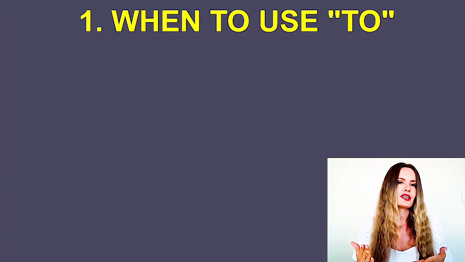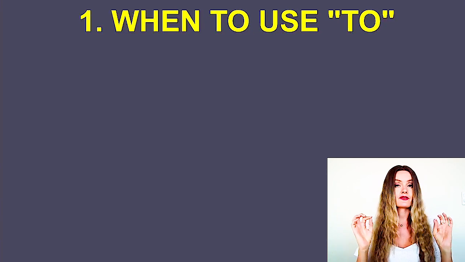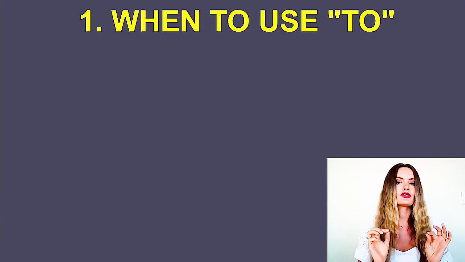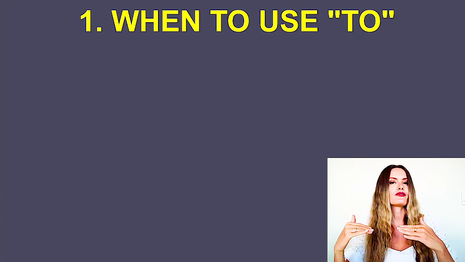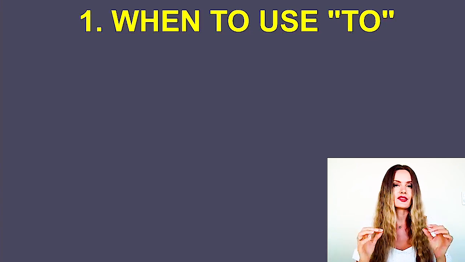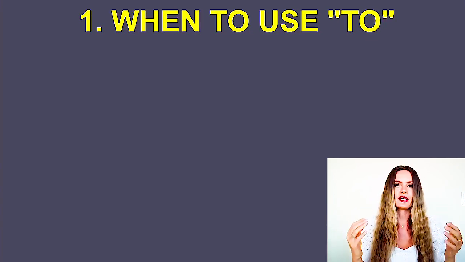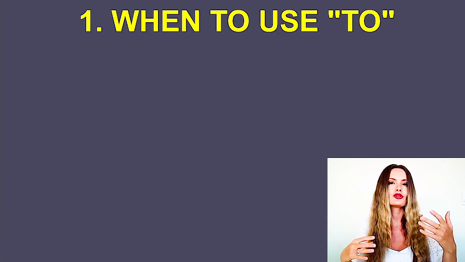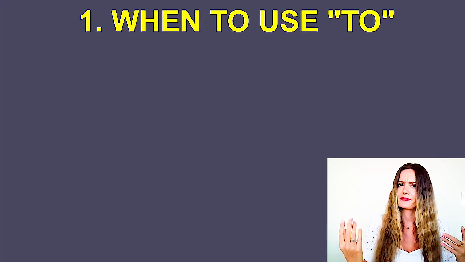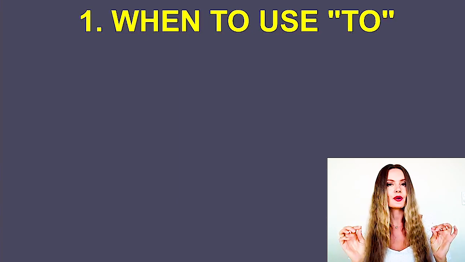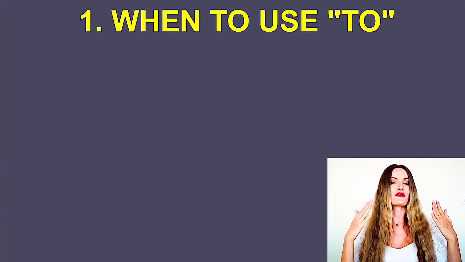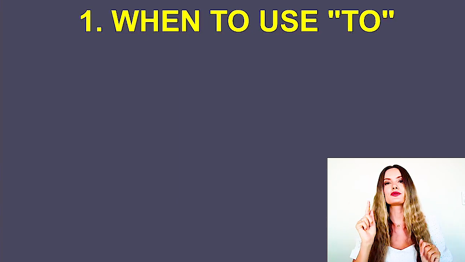Make sure to watch this video till the end, because first we will learn when to use to, after that when to use for, and at the end we are going to talk about situations when you can use to and for. At this point, it can become really confusing, so you need to be very attentive. And of course, at the end, we will do the test.